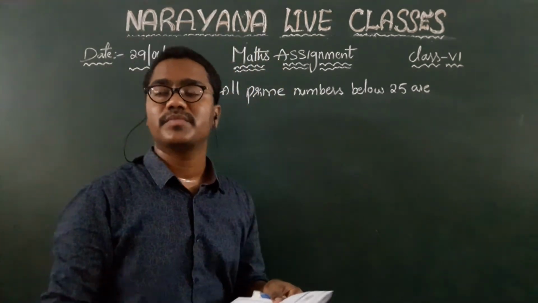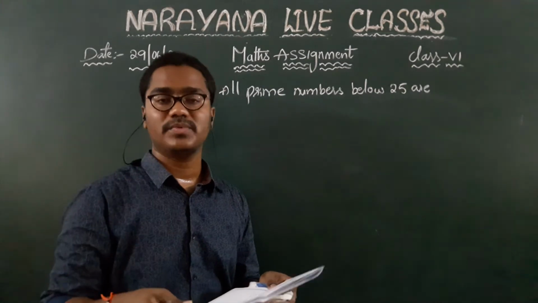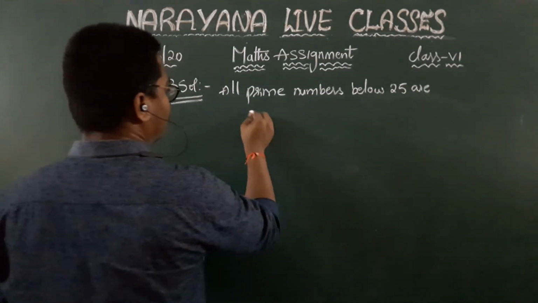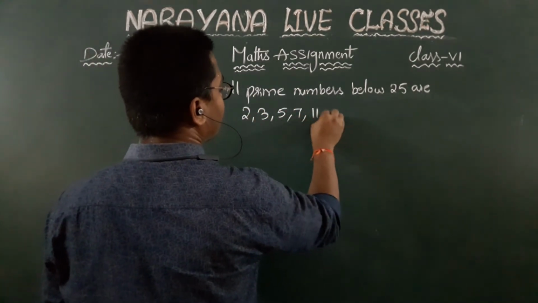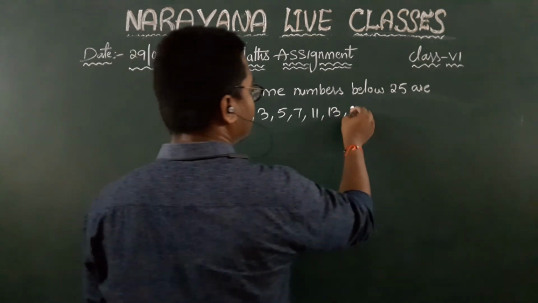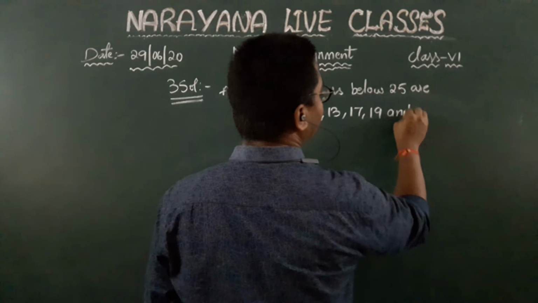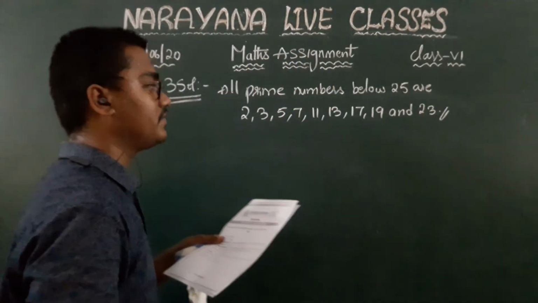As I said before, a prime number is nothing but a number which has only 2 factors, that is 1 and itself. So the prime numbers below 25 are 2, 3, 5, 7, 11, 13, 17, 19 and 23. So these are all of the prime numbers below 25.